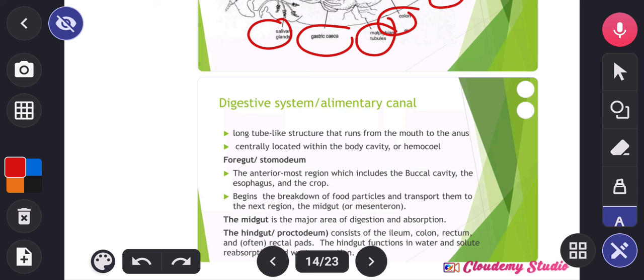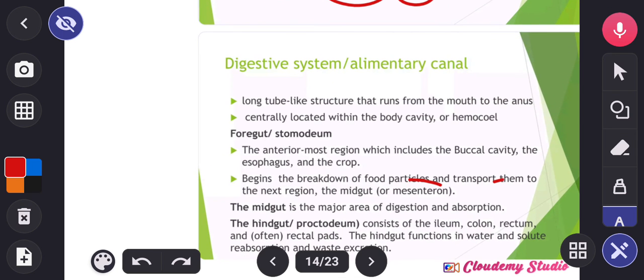What the crop does is what? It crushes it. Then it takes it to the what? To the midgut. And the midgut is also called the what? It's also called the mesenteron.